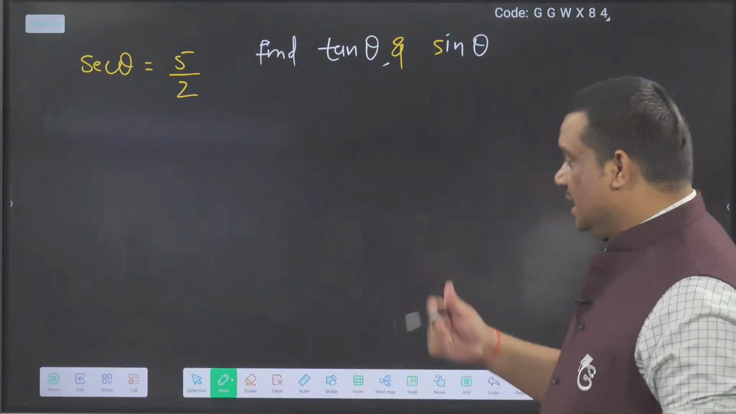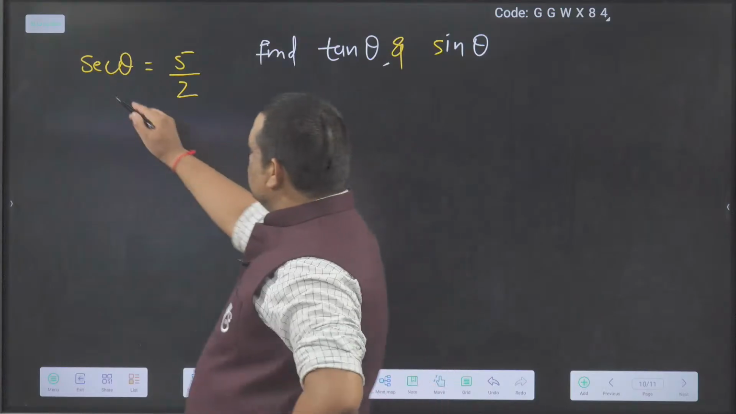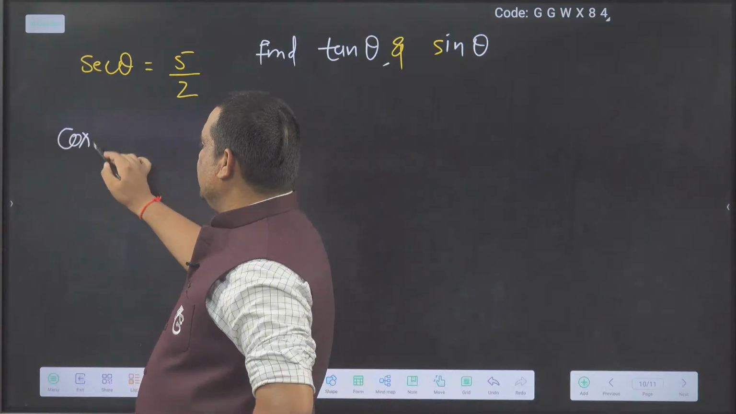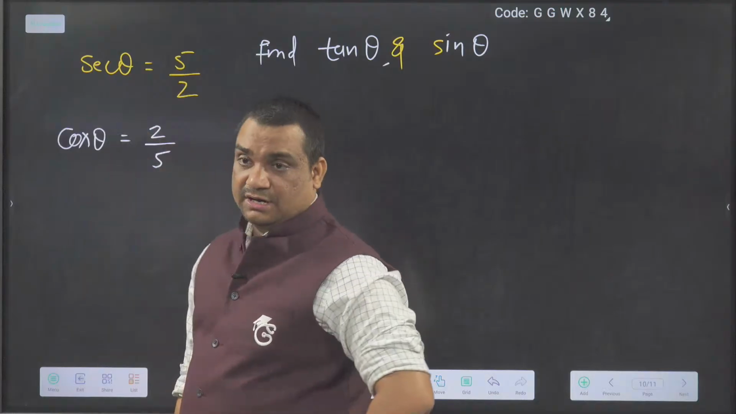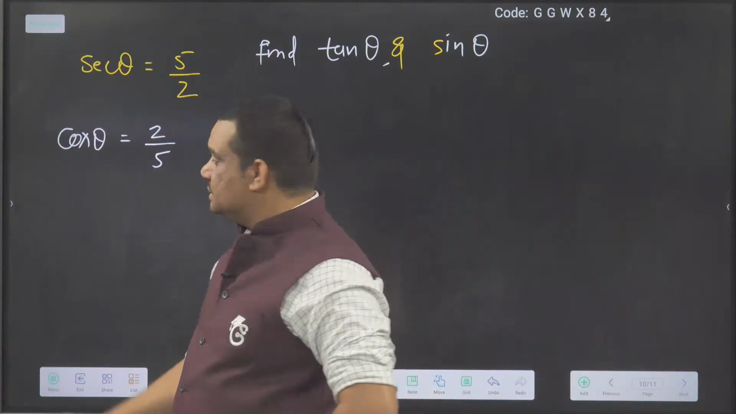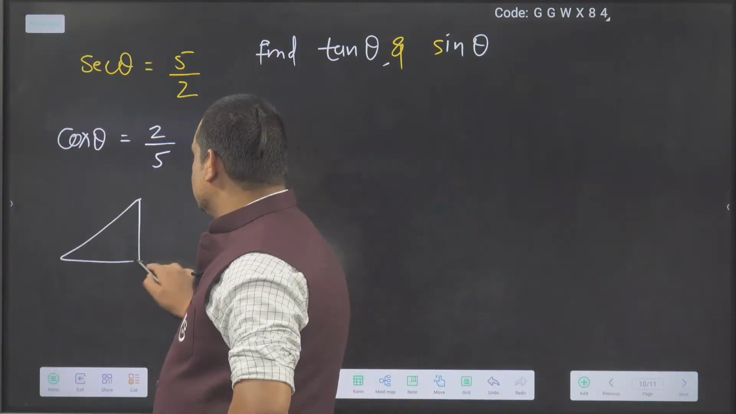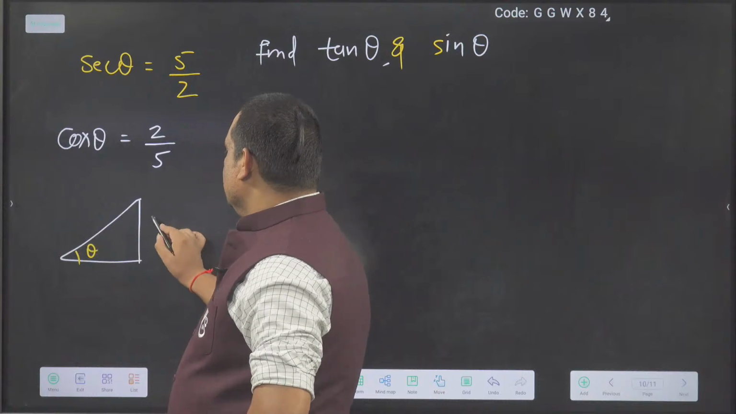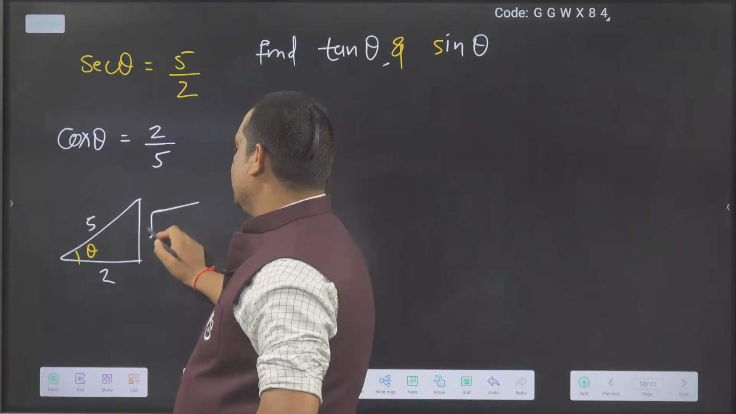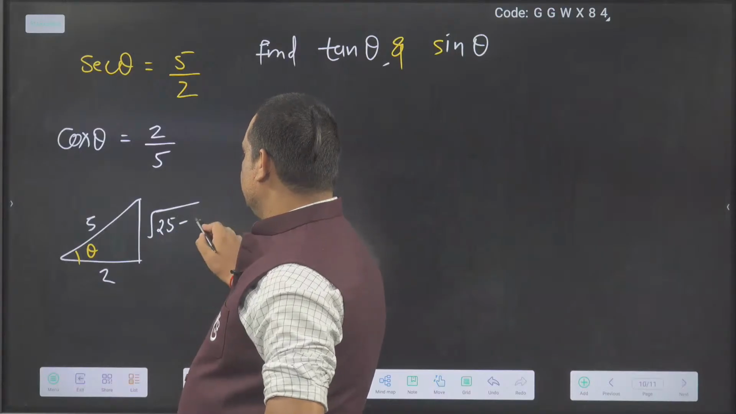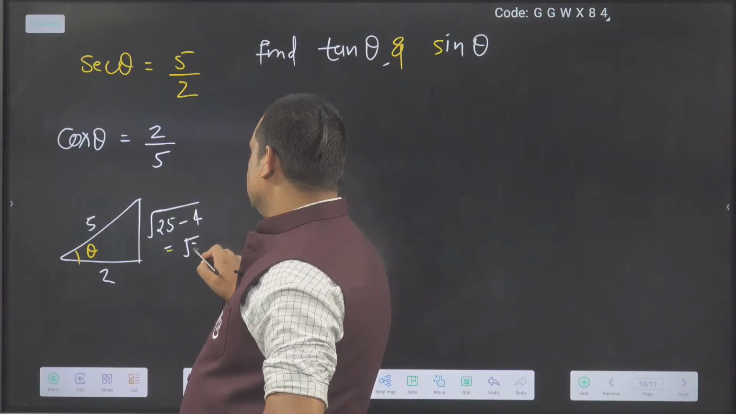Okay, now I will do it. So we can say sec theta is given, so cos theta I can write here as 2 by 5. Yesterday I had written those relations. So we can make the triangle here. We can say this is the theta, here this is the 2, this is the 5. So this perpendicular we can write 25 minus 4, which becomes root 21.